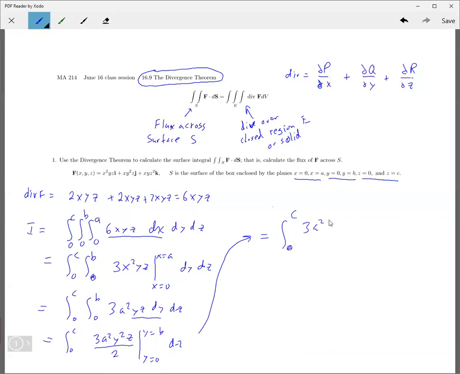And that's 3a squared b squared z over 2 dz. And what is that? 3a squared b squared, and skip the last step, c squared over 4. Okay, so that's the answer to the first question.